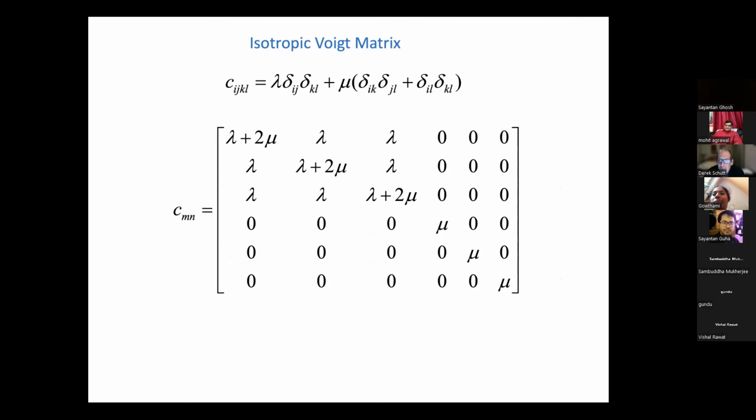The isotropic Voigt matrix is given here. So here we see the Cijkl determination of isotropy, and below here we see the isotropic Voigt matrix. You'll note that it's a symmetric matrix, and that symmetric matrix has all 21 components in it that can be independent.